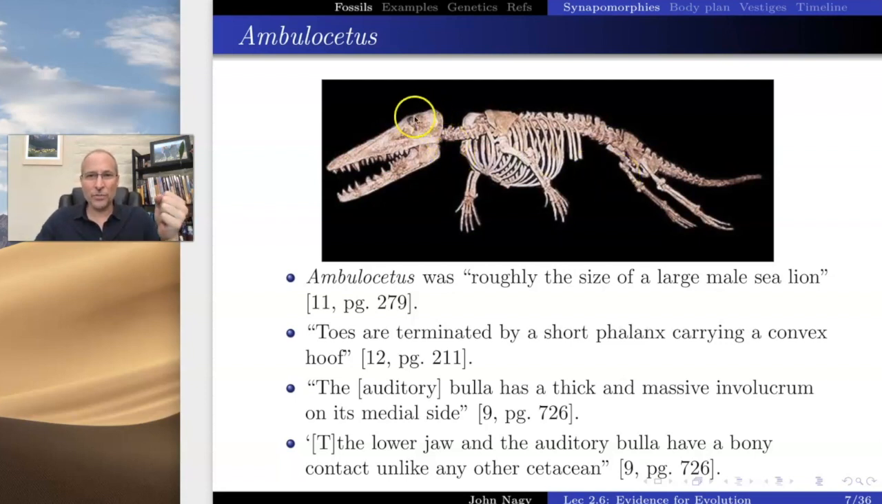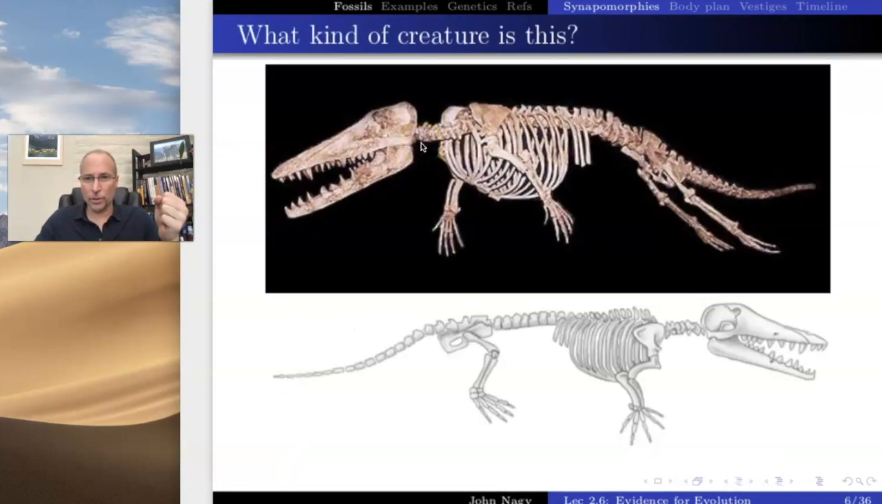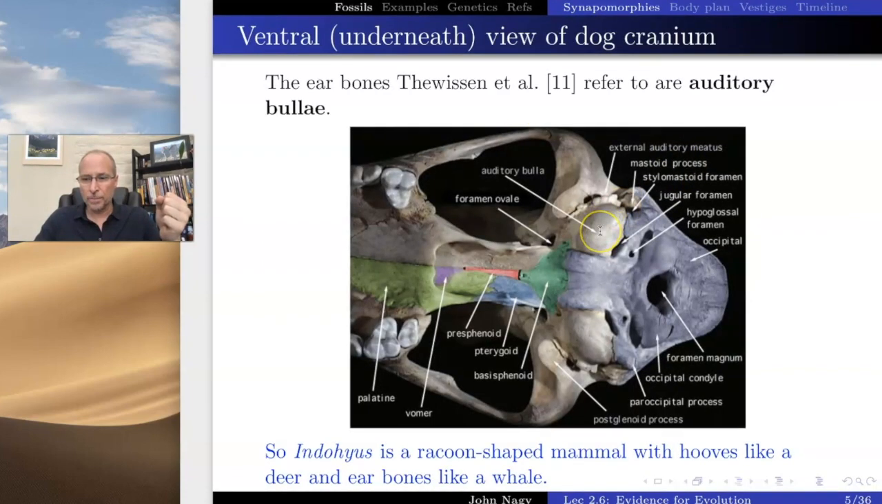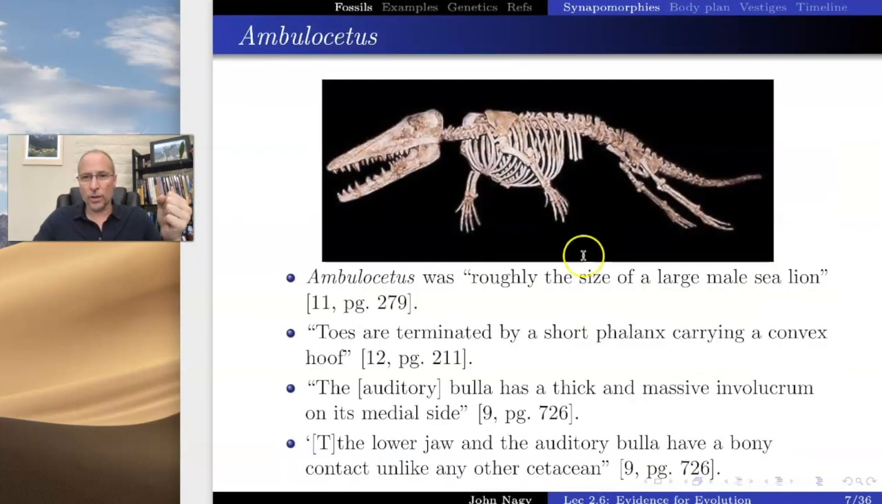Interesting. So the other thing is we look at those ear bones, those auditory bullae that I showed you before. This is why it's called a whale: they have auditory bullae that are whale-like. They have a big, massive, thick involucrum. So that's really quite interesting. Because those auditory bullae are shaped the way they are, this creature is classified with the whales, among other features of its skull.